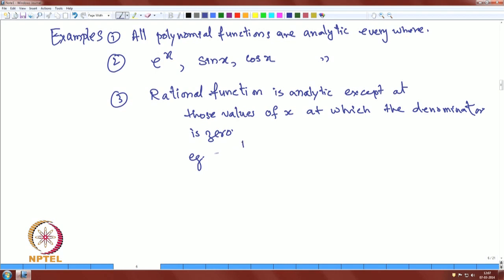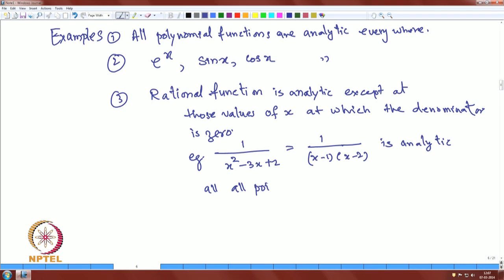For example, if we take a rational function 1 by x square minus 3x plus 2, which is written in the form x minus 1 into x minus 2, this is analytic at all points except at x is equal to 1 and x is equal to 2. At these two points the rational function is not analytic, elsewhere it is analytic.